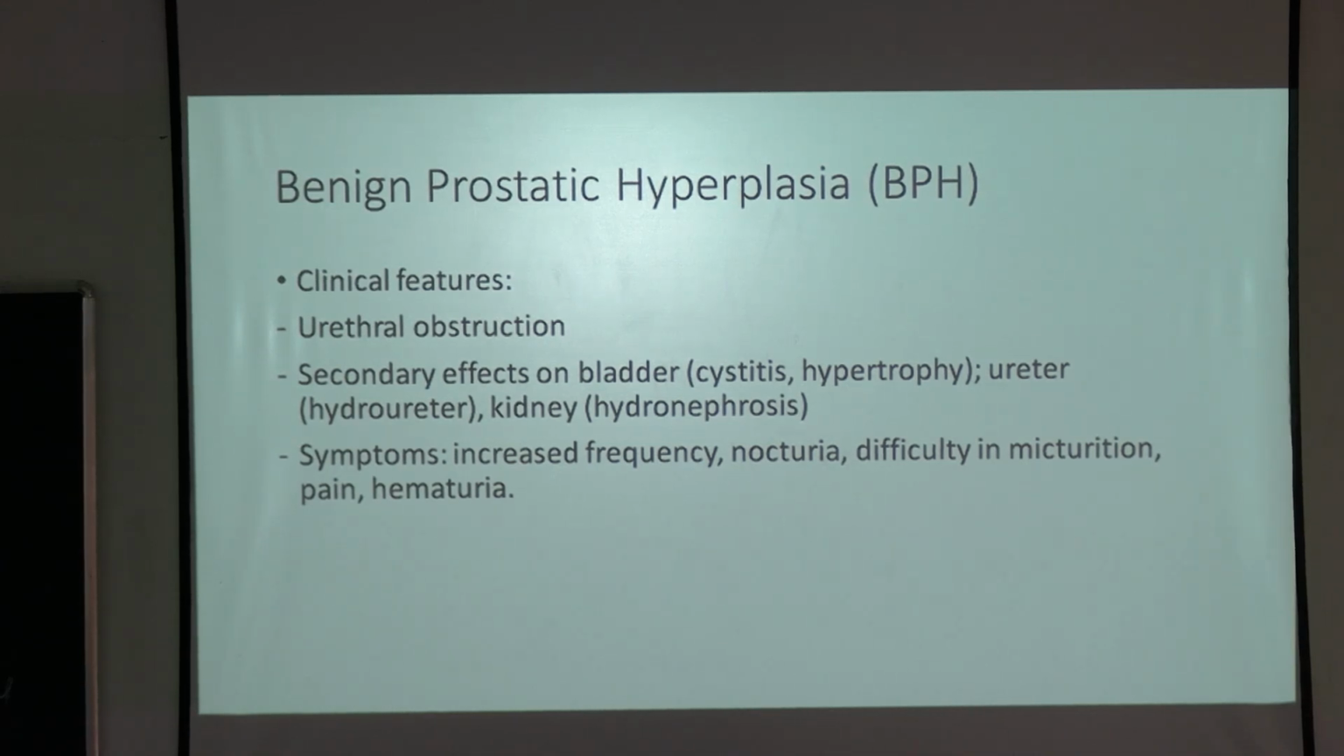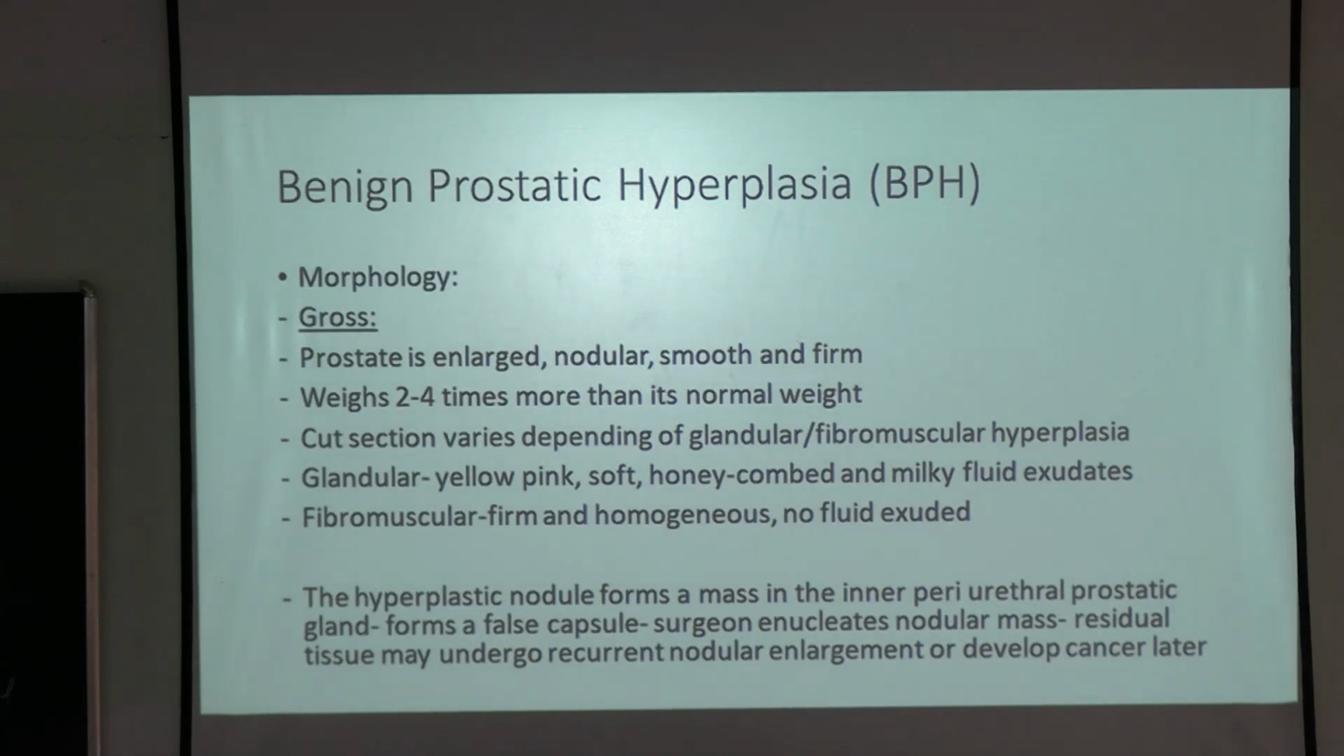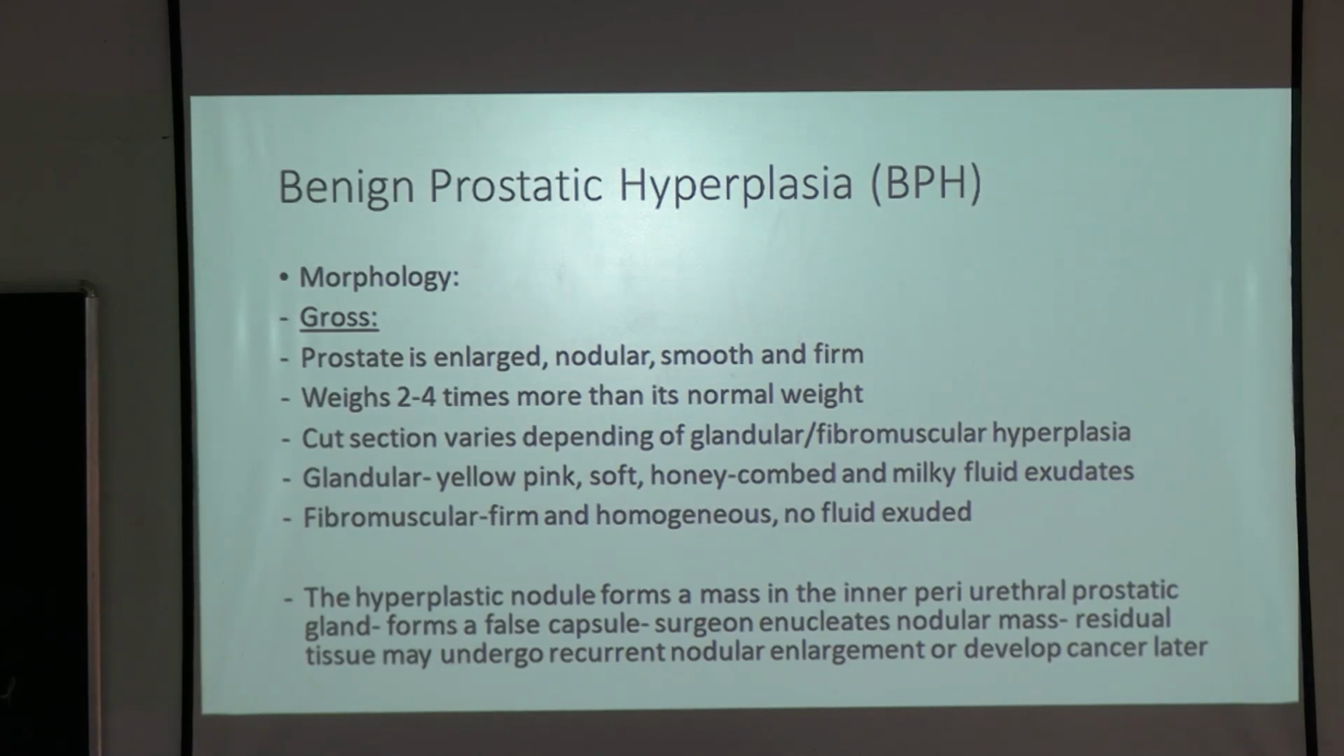Now what will the symptoms be? Increased frequency, nocturia, difficulty in micturition, pain and sometimes hematuria, okay? These can be the patient's complaints. So now morphologically, in gross, what do you get? You will see the prostate is enlarged, nodular, smooth and firm. The normal weight of the prostate, I said, is 25 to 30 grams, so in this case when hyperplasia occurs it will become 2 to 4 times more, okay?